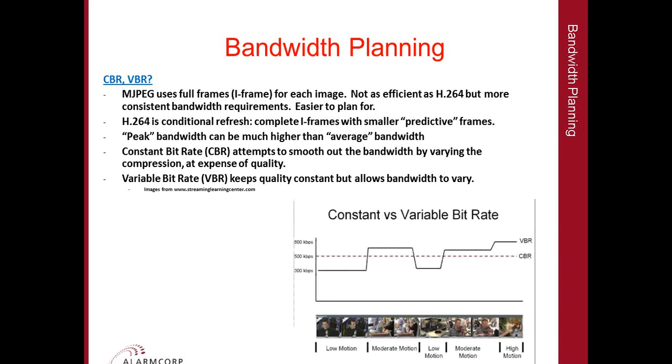Now, with a constant bitrate approach, the compression algorithm attempts to smooth out the bandwidth by varying the compression at the expense of quality. On the other hand, variable bitrate allows the quality to remain pretty constant, but allows the bandwidth to vary. And you can see here in this example image where the relative motion inside the image is quite low, with variable bitrate, the actual bitrate used is lower. However, as motion becomes higher, then with variable bitrate, the actual bitrate required becomes higher and higher.